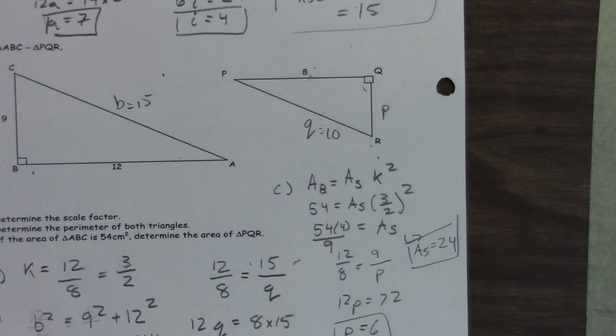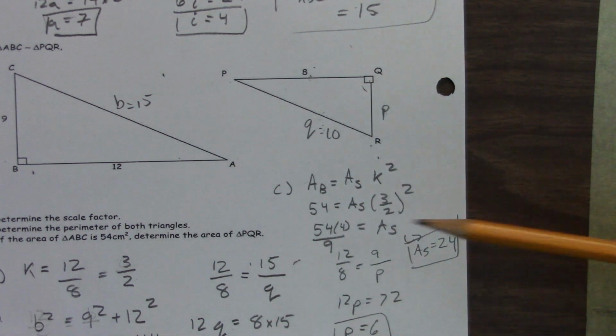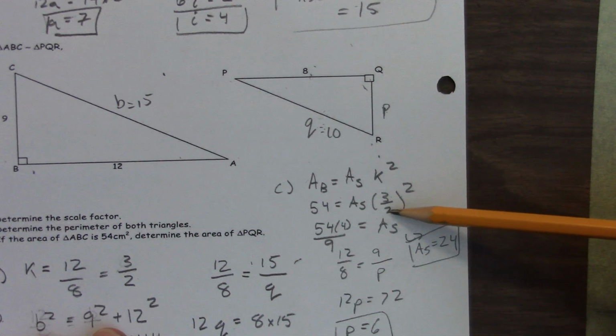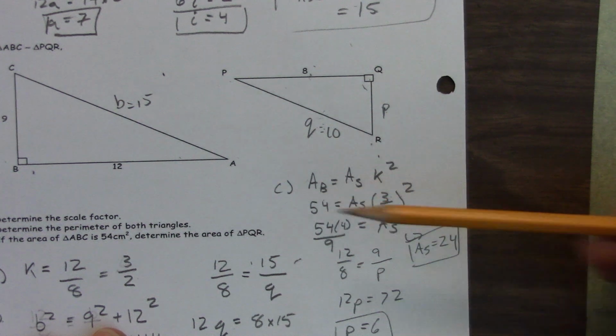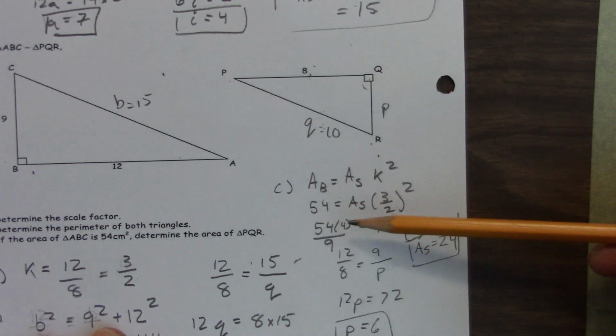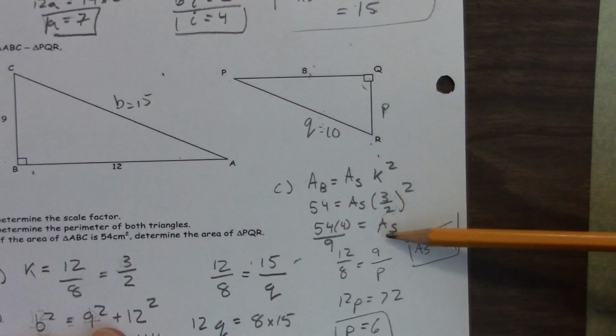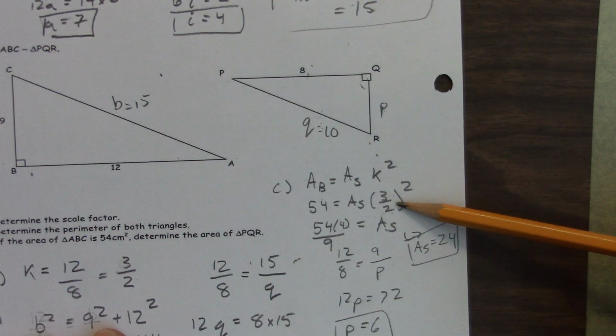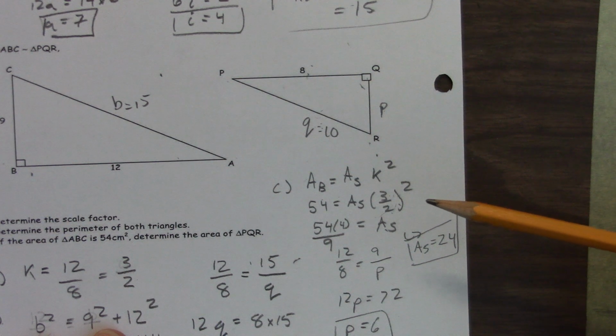Any questions? Why did we do that? Why didn't we do 9? Oh, because it was 3 over 2 squared, so 9 over 4. So I multiplied this by 4 over 9 to cancel the 9 over 4, so I get the area by itself. You could have just squared that. I just don't have a calculator, so I was working with the fractions. Is that okay? Yeah. Okay.